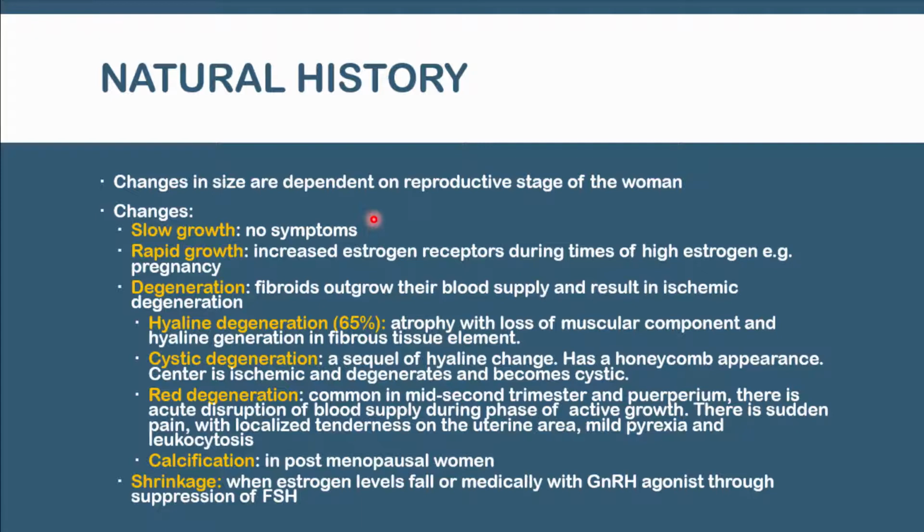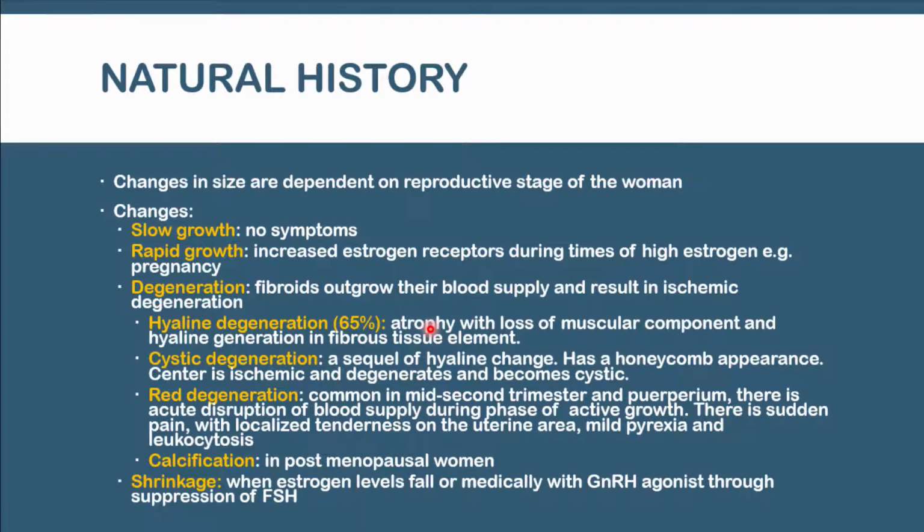Now, this degeneration is of many types, but the most common types that I want you to know for the sake of your exam are hyaline degeneration, cystic degeneration, and red degeneration. One of the most common is hyaline degeneration. Here you have a blockage of the blood supply to the fibroid, because this fibroid is growing faster than the blood can keep up. So you're going to have atrophy with the loss of muscular components, and there's going to be hyaline degeneration in the fibrous tissue elements.